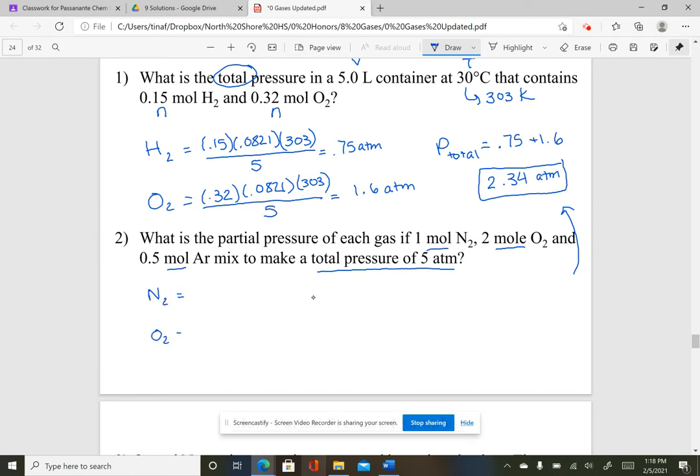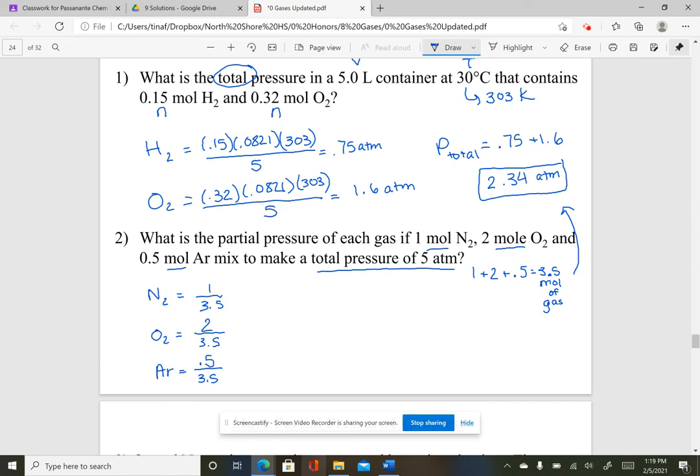I have N2, O2, and argon. If you add all of these up, 1 plus 2 plus 0.5, I have a total of 3.5 moles of gas. So that's going to be my bottom number for all of my mole fractions, 3.5, 3.5, 3.5. And my top number is how many moles are given to me in the question. So I have 1 mole of nitrogen, 2 moles of oxygen, and 0.5 moles of argon.